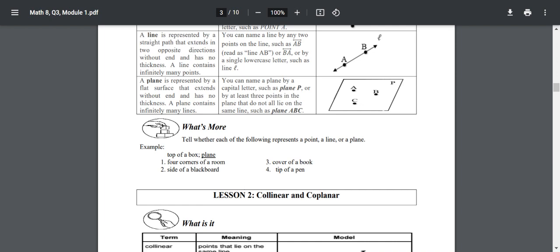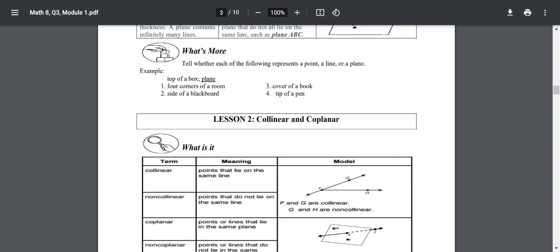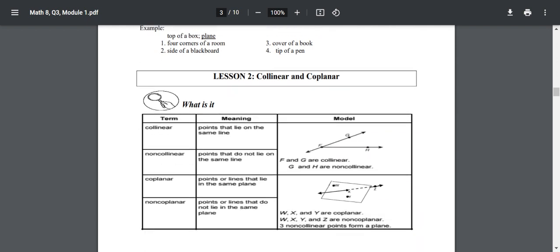Now let's go to lesson 2. Collinear and coplanar. So what is collinear and coplanar? So we have here different terms, their meaning, and their model. So let's have first collinear. Collinear are points that lie on the same line. Kanang mga points nga naglumbay. Kanang nagtapad. Those are collinear.